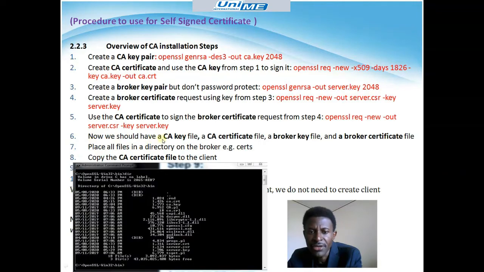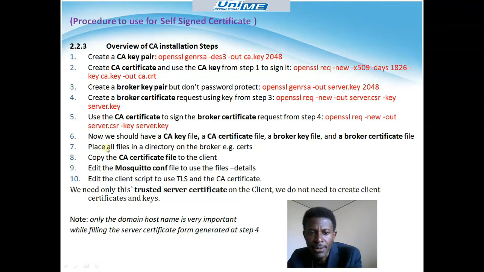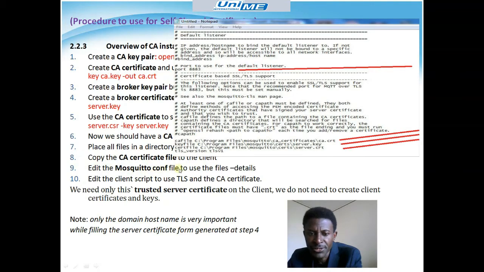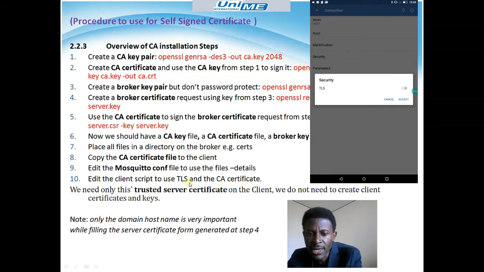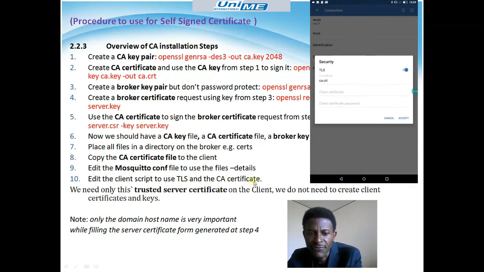Now we should have a CA key file, a CA certificate file, a broker key file, and a broker certificate file. Step 7. Place all files in a directory on the broker, e.g. a certificates folder. Step 8. Copy the CA certificate file to the client. Step 9. Edit the Mosquitto configuration file to use the files. Step 10. Edit the client script to use TLS and the CA certificate.